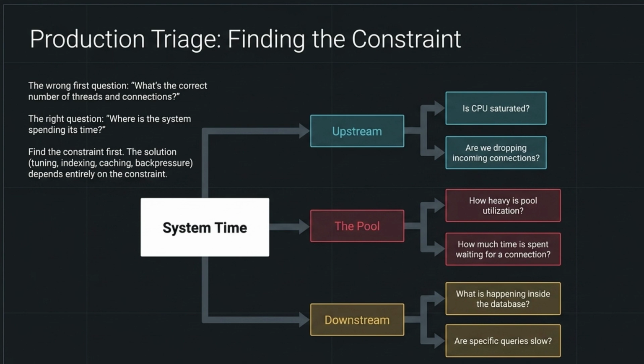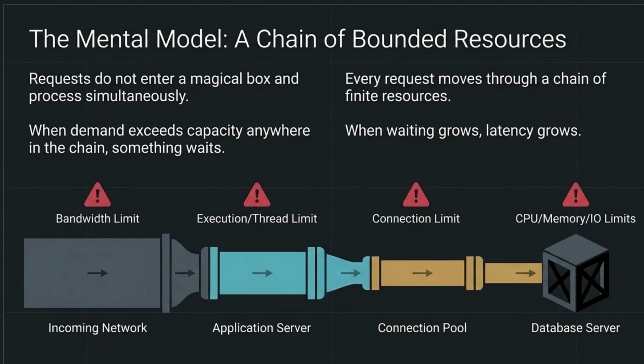So true. When we step back and look at the whole board, the crucial realization here is that every single request moves through a chain of bounded resources. Right, from start to finish. Network bandwidth, incoming request queues, server execution threads, CPU cycles, heap memory, database connections, database locks, disk I/O. It's a massive chain. And every single link in that chain has a hard, physical, or configured limit. And the moment demand exceeds the capacity of any single link in that chain, something has to wait.